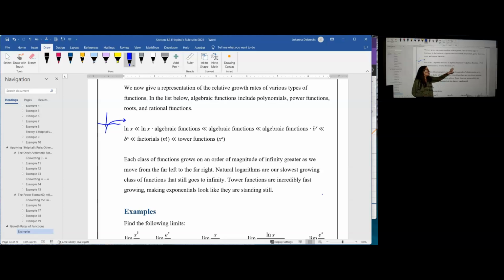The last class of functions are the tower functions, such as x to the x. When you have some kind of expression of x to the x power, this grows faster than any other type of function that we have. I want to show you a picture of what these look like when we get them growing. Let me share my screen with you so that you can see it better.